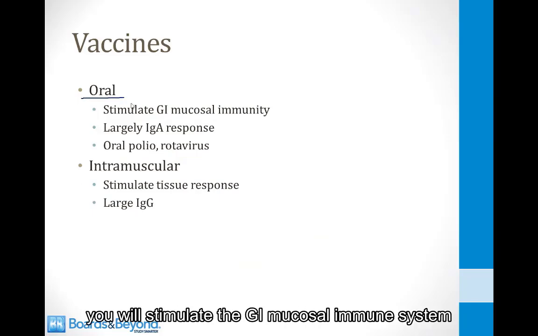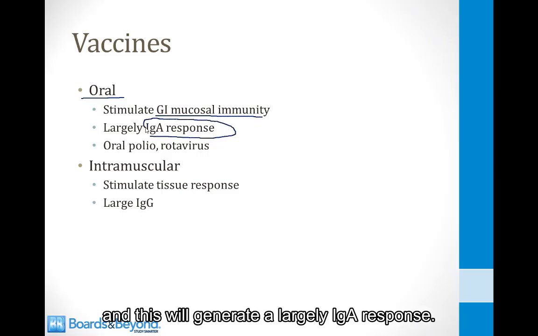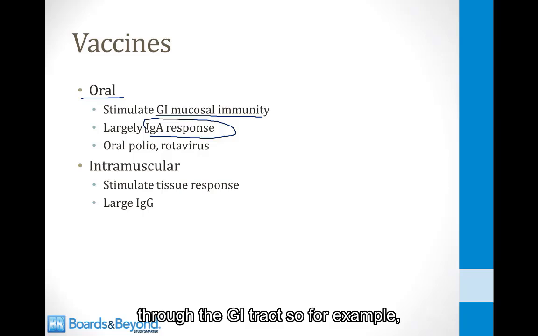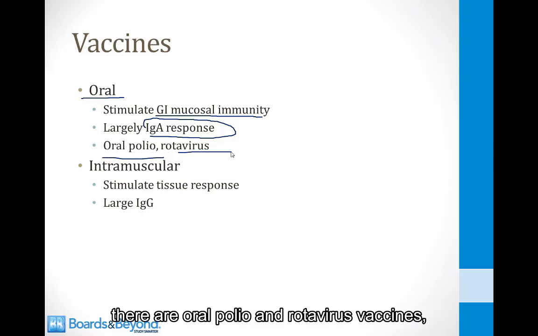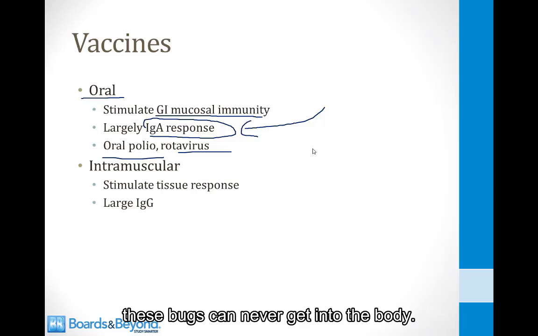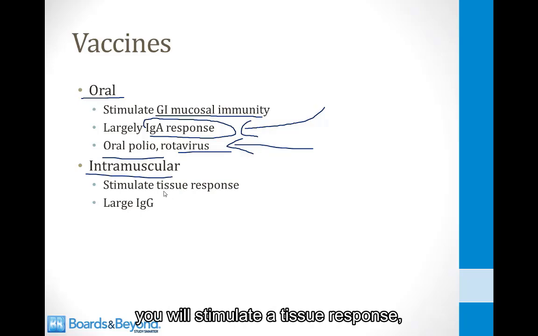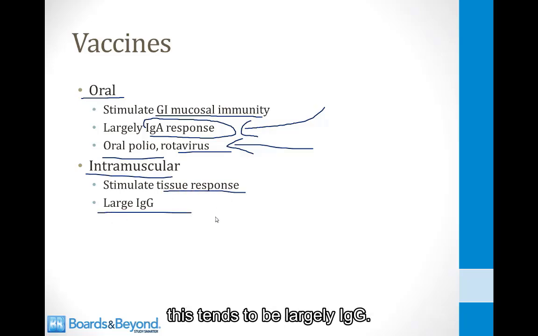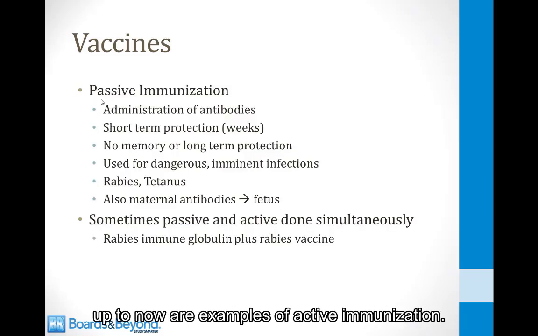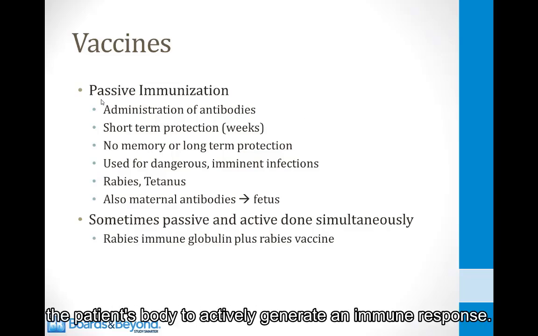If you give a vaccine orally, you will stimulate the GI mucosal immune system, and this will generate a largely IgA response. And this is useful for pathogens that get into the body through the GI tract. So for example, there are oral polio and rotavirus vaccines, and this makes sense because you stimulate lots of IgA antibodies in the GI tract, and as a result, these bugs can never get into the body. If you give a vaccine intramuscularly, you will stimulate a tissue response. This tends to be largely IgG. All the types of vaccination I've been talking about up to now are examples of active immunization. And it's called active because you require the patient's body to actively generate an immune response.